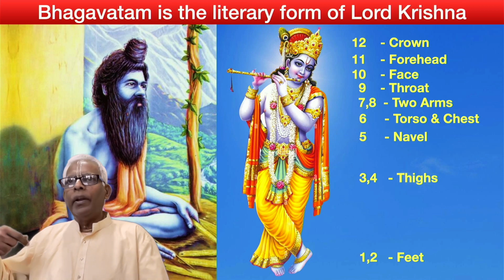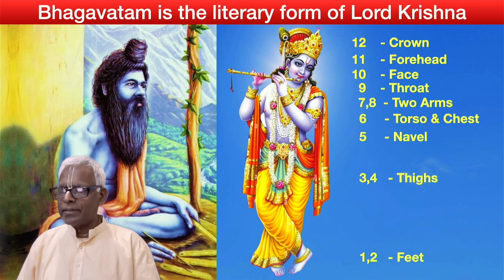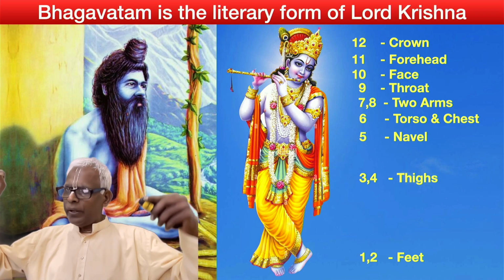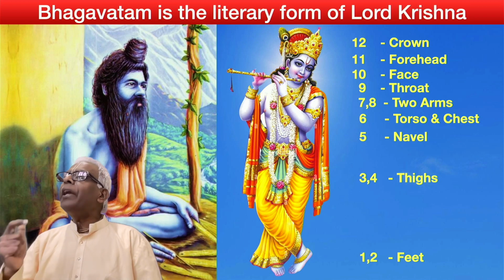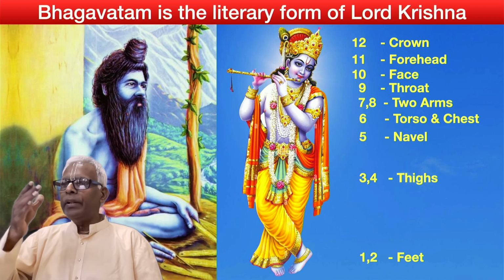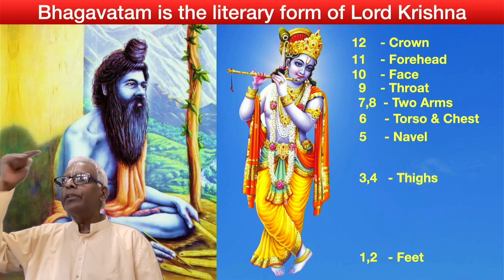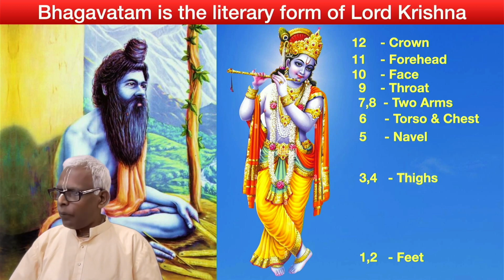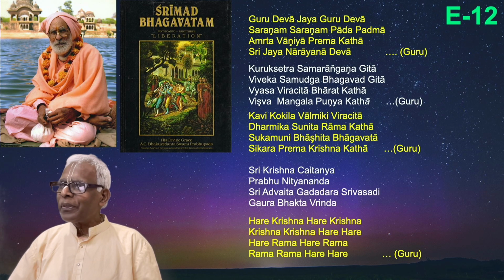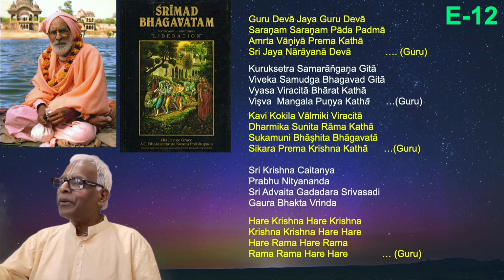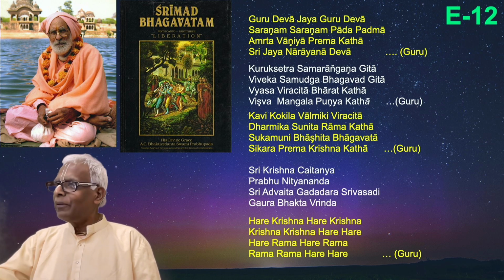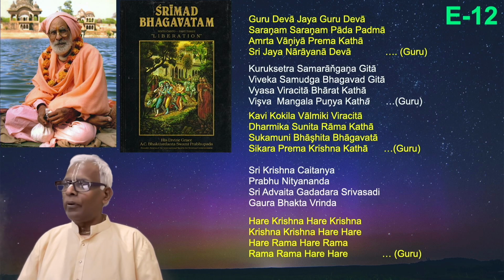Sixth canto is his torso and the chest. And 7 and 8 are his 2 arms. And the 9th is his throat. And the 10th is face. And the 11th is the forehead. And the 12th is his crown. Right? So now, anyways, I already sang for Gurudeva. So I will just go forward.